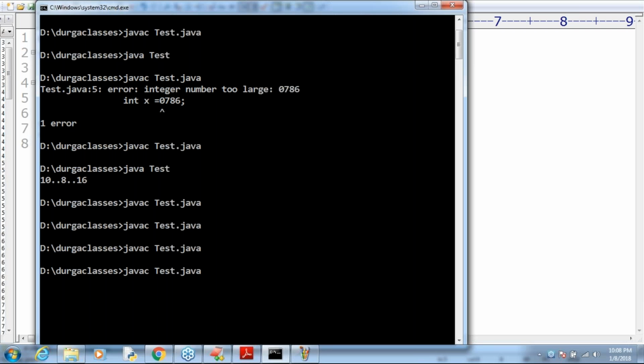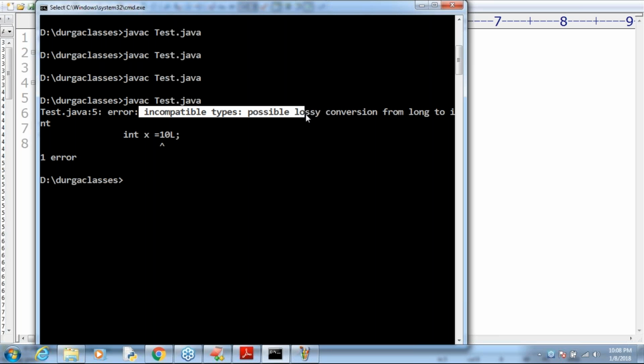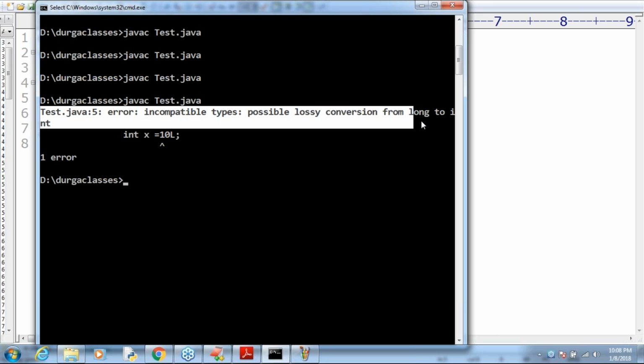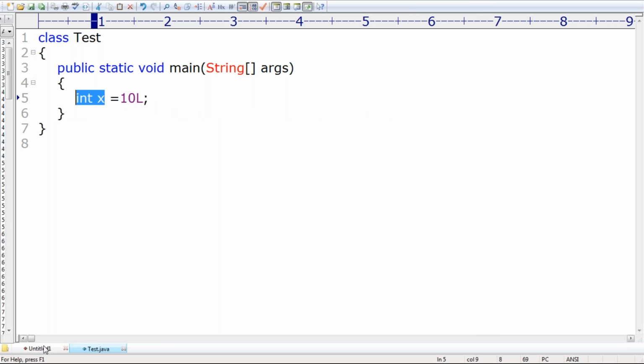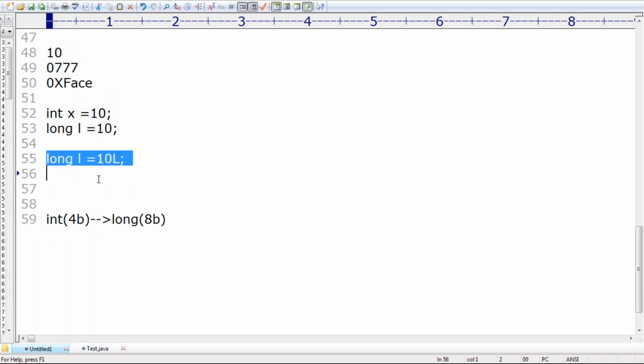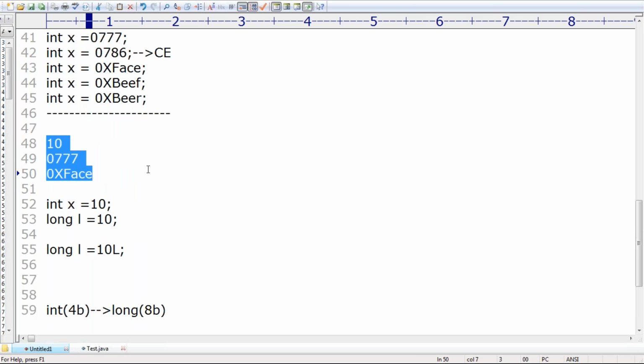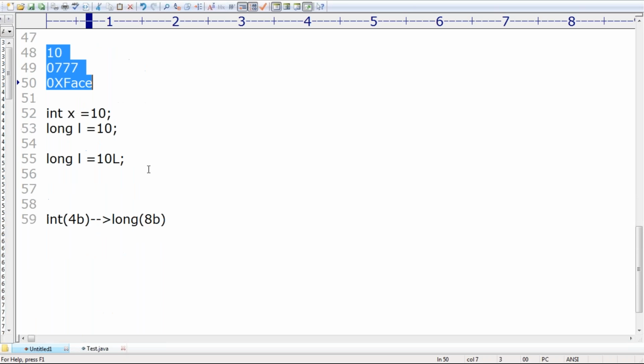Observe that a bit carefully, sir. Incompatible types. Possible lossy conversion from long to int. Are you getting that? This is the problem we are going to get. Okay, that's all. Not required to give much explanation about this one. By default, every integral literal is int type. If you want to specify explicitly as a long type, then that number should be suffixed with L.